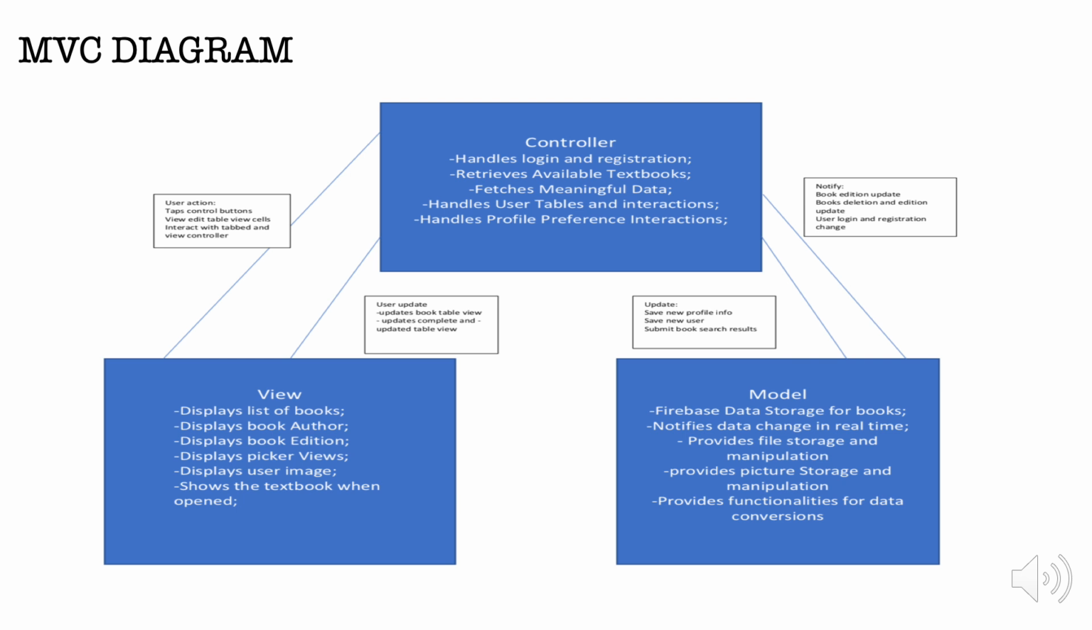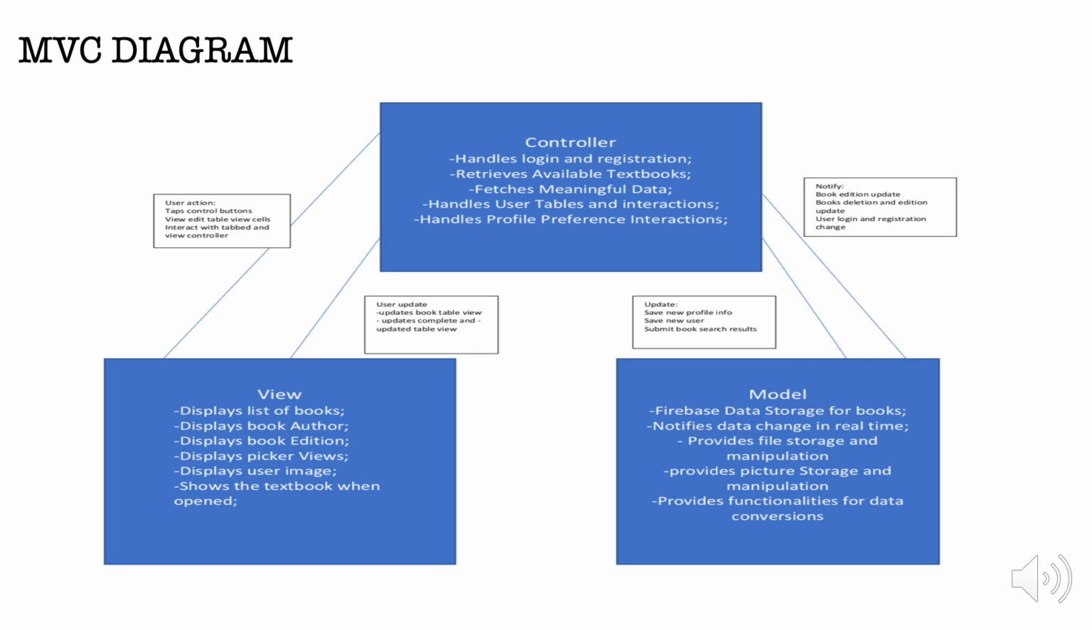The communication between the controller and the model is book edition update, book deletion and edition update, user login, registration, and change. There's also an update interaction between the controller and the model, which is save new profile info, save new user, and submit the search results.